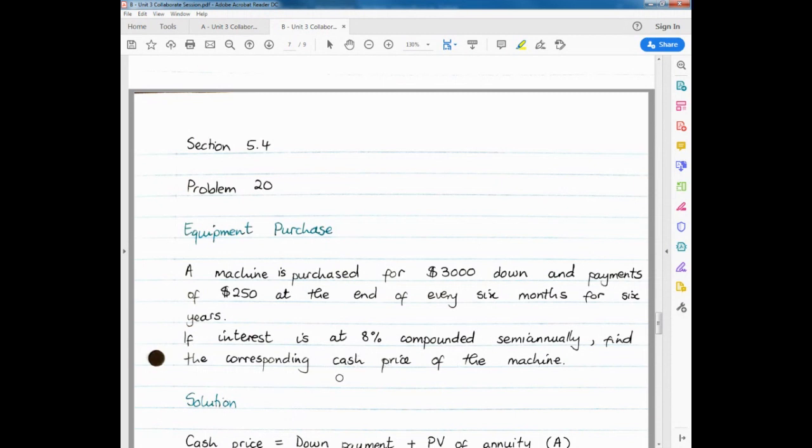Okay, so I hope you understand what cash price means. It means if you want to buy something by means of periodic payments, the cash price would be how much you would pay now in total for you to not pay these periodic payments. So that would be the cash price.